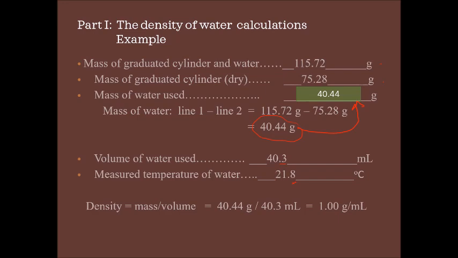So when you do density, make sure you know this equation. That's one that you really ought to memorize: mass divided by volume. So the mass you determine to be 40.44 grams. The volume you determine to be 40.3 milliliters. So we'll talk about the rules for significant figures, but what you end up with is 1.00 grams per milliliter as your density.